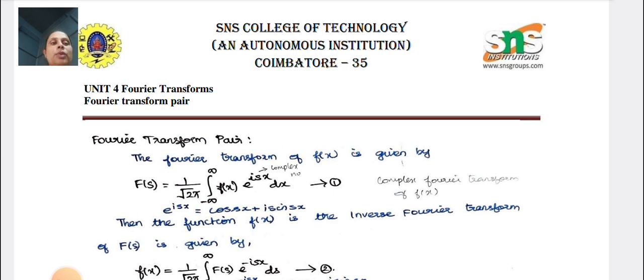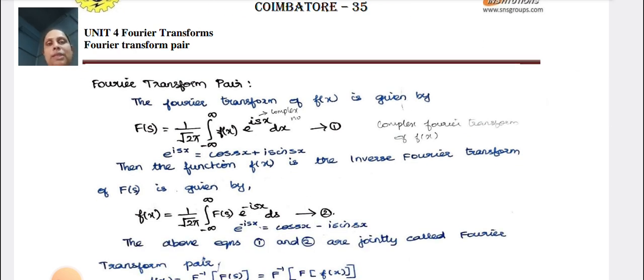Okay, next we are going to see about the inverse Fourier transform. So the inverse Fourier transform is f of x. Here, using the Fourier transform, we get the Fourier inverse. So 1 by root 2 pi, integral from minus infinity to infinity, capital F of s. We want to find the capital F of s using the formula 1 by root 2 pi, integral from minus infinity to infinity, f of x e power isx dx.